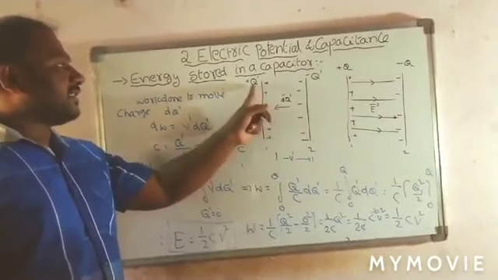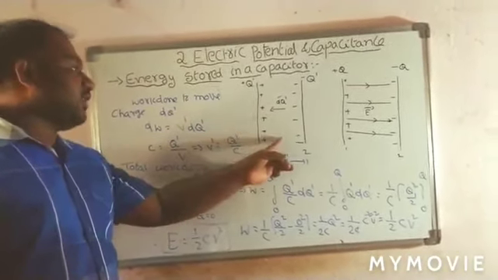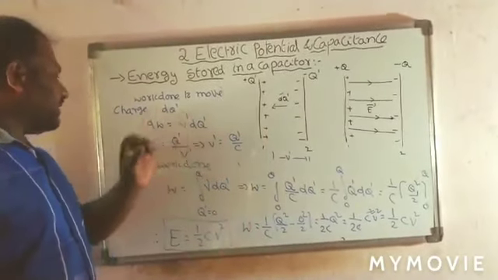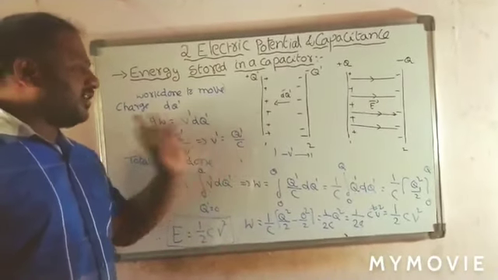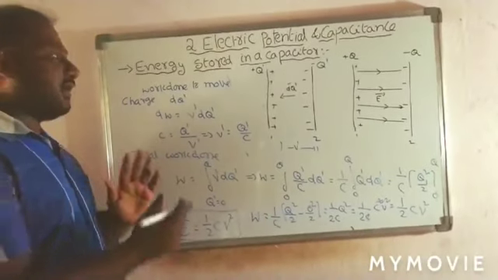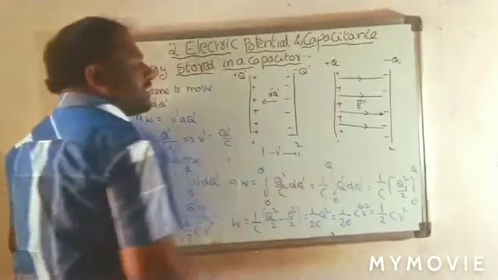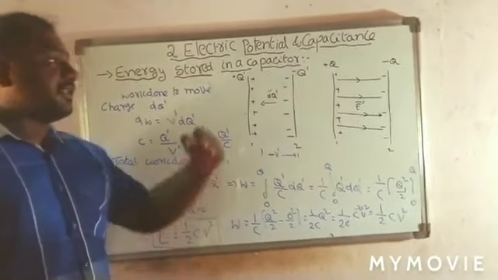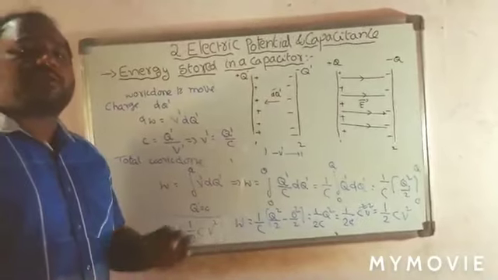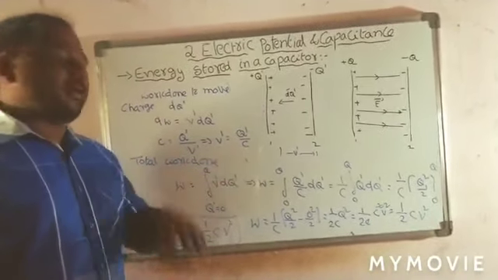Here I will take the capacitor charge as Q dash and potential as V dash. So C is equal to Q dash by V dash, that is, V dash is Q dash by C. Now, the total work done: the charge on the capacitor becomes Q. How much work do we have to do? That work done is nothing but the energy stored in the capacitor.